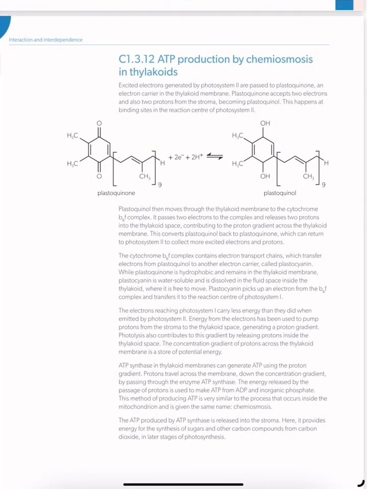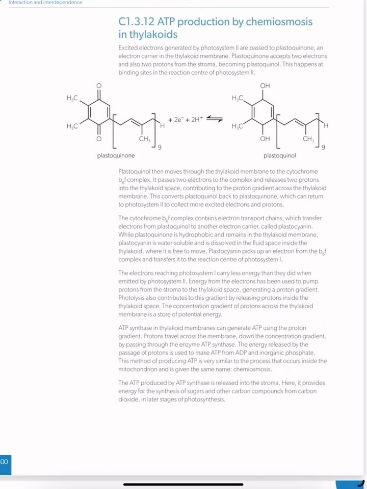Chemiosmosis is the ATP production using a proton gradient. Through the process, protons travel across the membrane down a concentration gradient, and also through ATP synthase. And by creating a concentration gradient that releases energy, the released energy is used to make ATP from ADP.